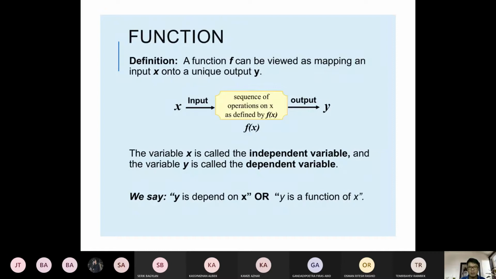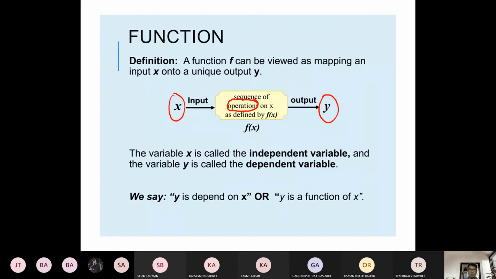Okay, so let's continue our discussion. We are going to talk about function. Now, what is a function? A function is actually a process, or operation. In this operation, we assign one input to one output. The input we call X, and the output we call Y.